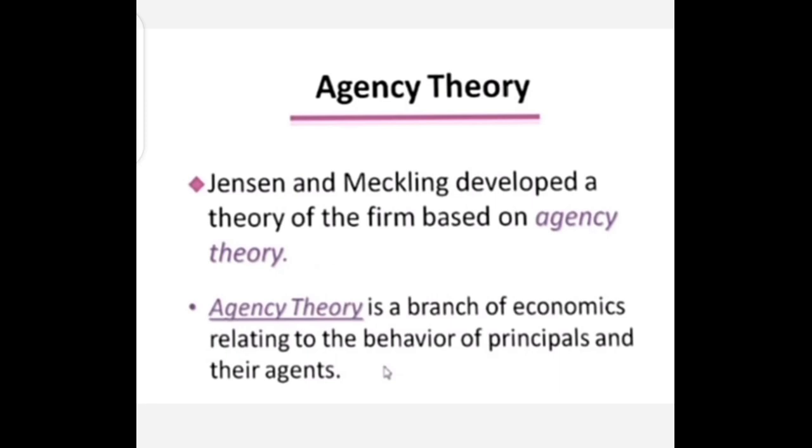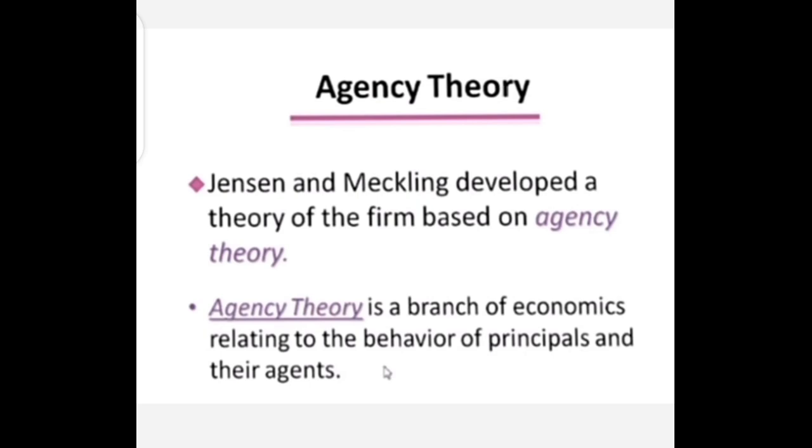In order to avoid that agency conflict, we have a theory that is known as agency theory. It was given by Jensen and Meckling. They developed a theory of the firm based on agency theory. It is the branch of economics relating to the behavior of principals and their agents. So it shows the behavior of the principals and the agents.